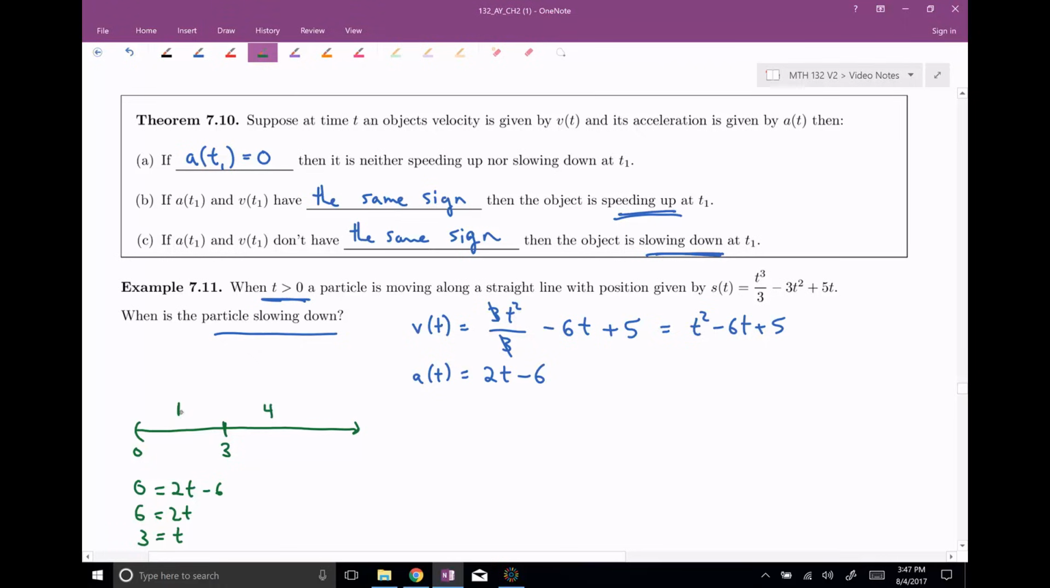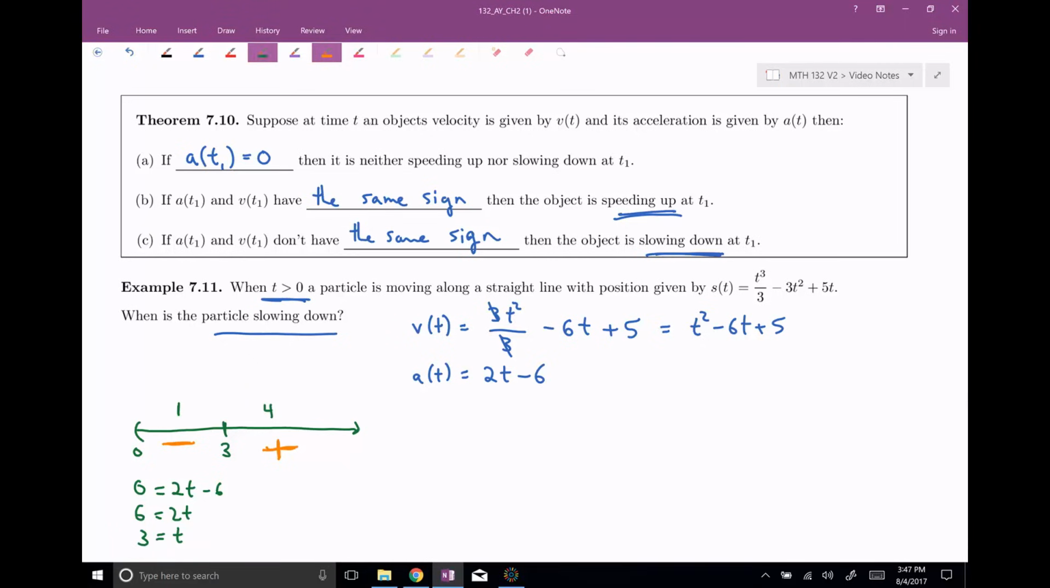If I plug those into the acceleration, let me plug in 1. I'm going to have 2 minus 6, that's going to be negative 4, and that's certainly a negative number. So we have a minus sign. How about 4? 2 times 4 is 8, minus 6, that's going to be 2, and that's certainly positive. So on the interval from 0 to 3, the acceleration is negative, and on the interval from 3 and bigger, all the way to infinity, the acceleration is positive. So now I know something about the signs for acceleration.